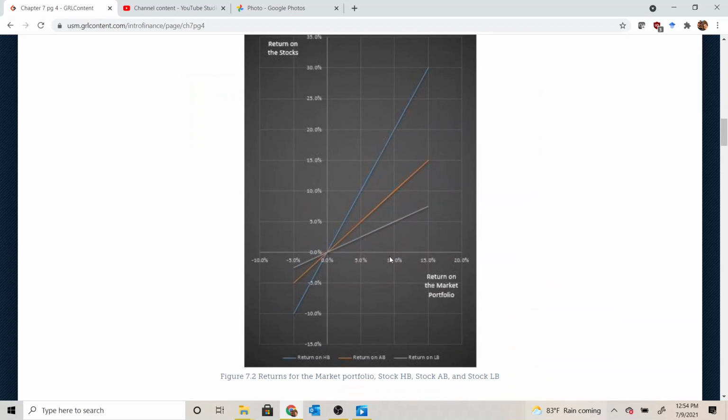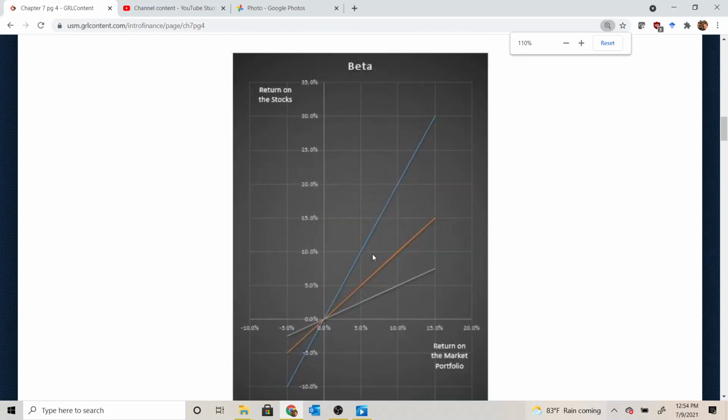If we map out the return on the market portfolio on the horizontal axis and the return on an individual stock, these theoretical stocks as well, on the vertical axis, and we look at high beta, for example, this one has a slope of 2. So if we see a 5% return on the market, then we see a 10% return on this stock. And likewise, it works in the opposite direction as well. If we see a minus 5% return on the market, then we'll see a minus 10% return on the stock.